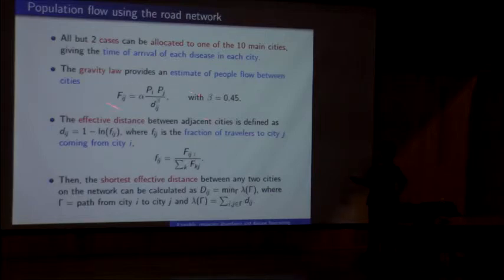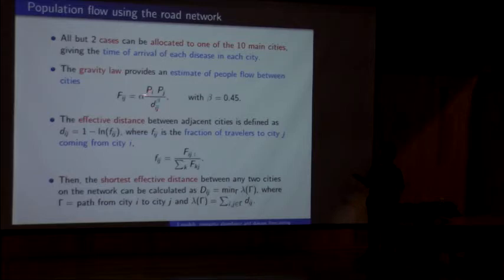So essentially we used another model that people use in geography, which is called the gravity law. The idea is that the number of people that go from city I to city J is going to be proportional to the product of the populations of each city divided by a power of the geographic distance between those cities. So why is that?